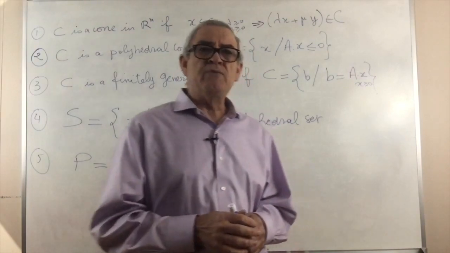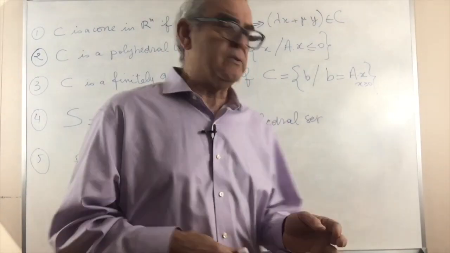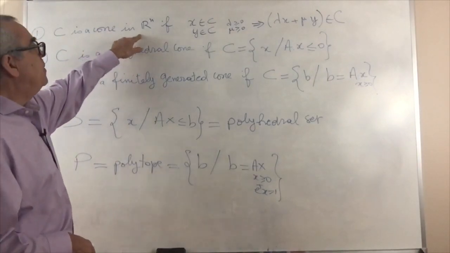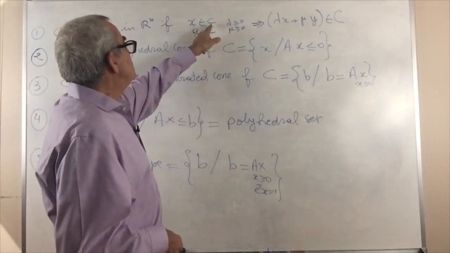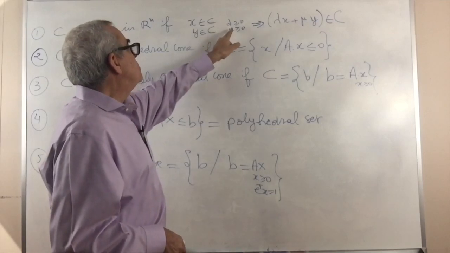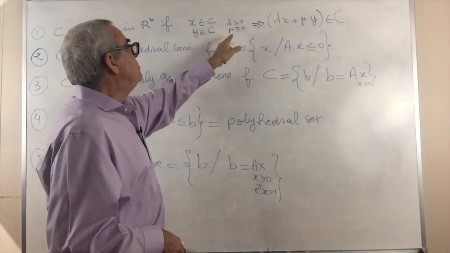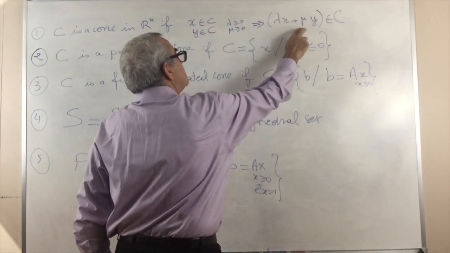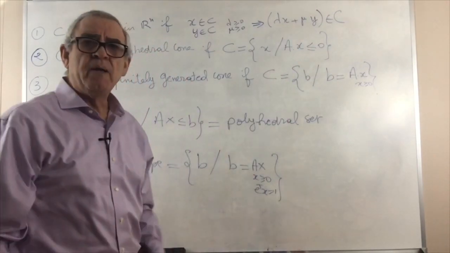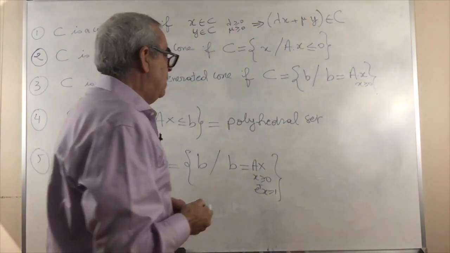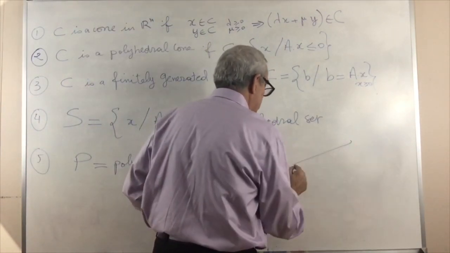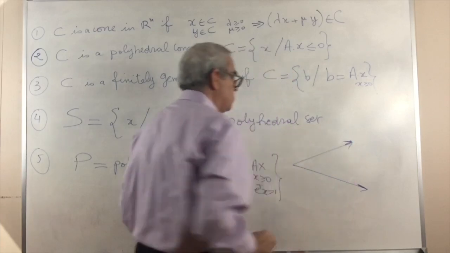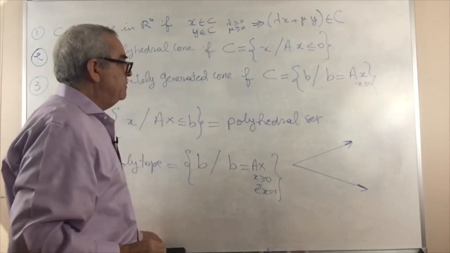So let's first give some definition of cones and polyhedral sets. A set C in Rn is a cone if whenever I take vectors in the cone and two non-negative numbers lambda and mu, then the non-negative linear combination of these vectors belongs to C. So it stays in C. In 2 dimension, for example, this will be a cone.